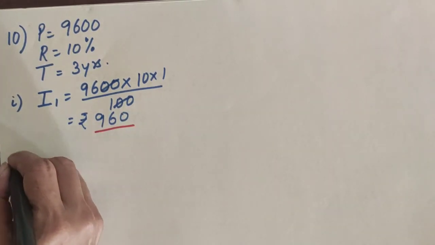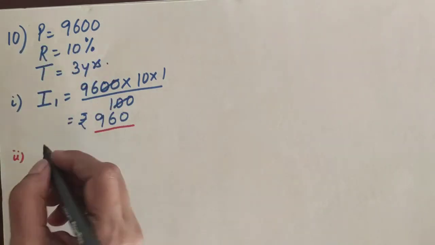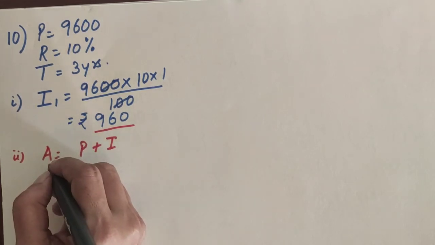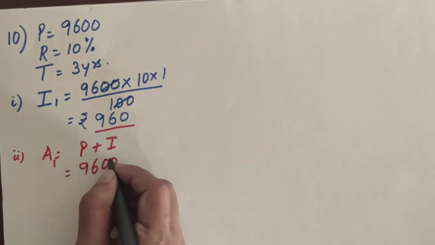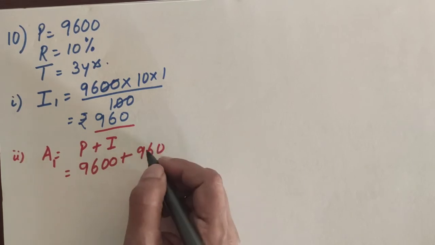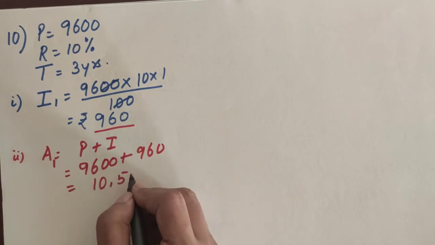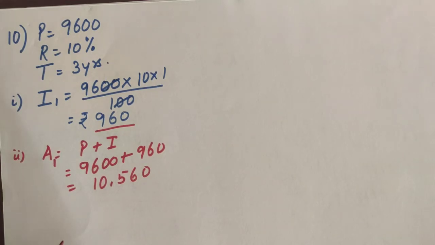Now the second part they have asked is the amount at the end of the first year. The amount at the end of the first year will be principal plus interest. So the amount for the first year: the principal is 9,600 plus interest of 960 rupees, which will give you 10,560 rupees. This is the amount at the end of the first year.